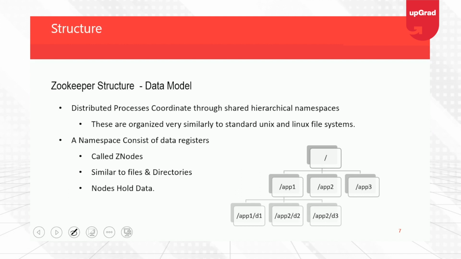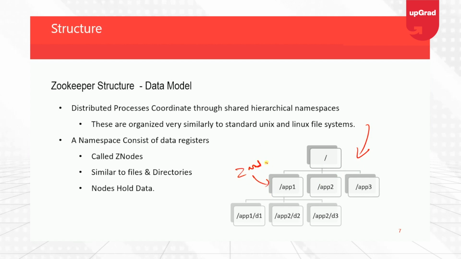Now, how does the server know which client is performing the operations or requesting the read-write operations? That is because of a data model. The structure that you can see here is the data model, which is similar to a file system. Here, these are called Z nodes. Z nodes specify the clients which are connected to the Zookeeper server. Whenever multiple Z nodes or multiple clients are trying to perform certain operations on the server, they coordinate through this shared hierarchical namespace. It looks like a Unix and Linux file system.